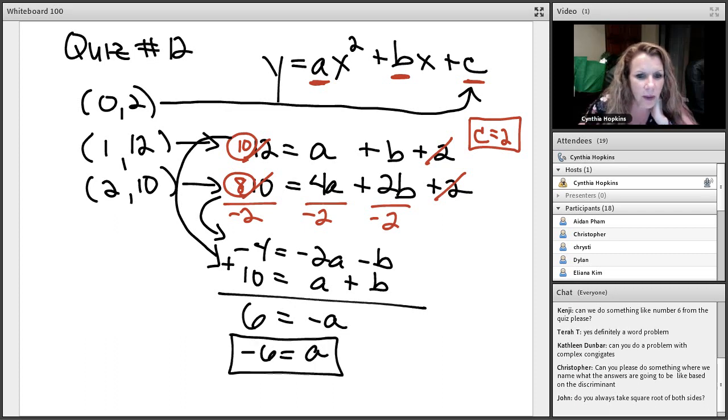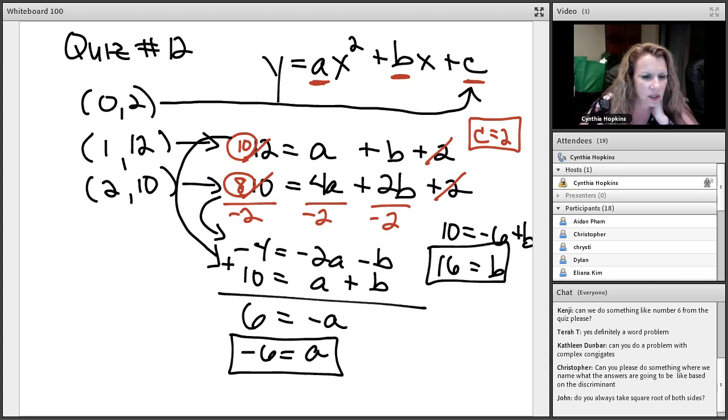Okay, so now I'm going to go back and plug that in. I think I'll use that first equation that says 10 equals, instead of a, I'm going to put -6 plus b. So then to get b all alone, I need to add 6, and so I get b equals 16. All right, I'm going to write my answer in green. I think my answer is y equals, a is -6x squared, b is 16, so plus 16x, and then my c is 2.